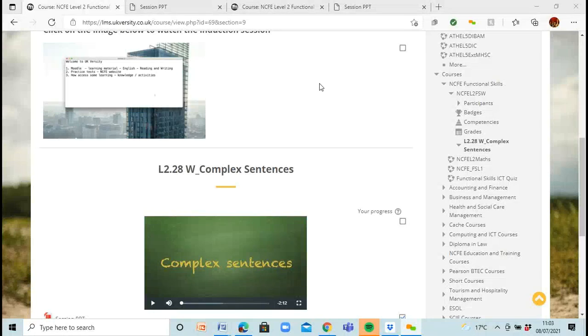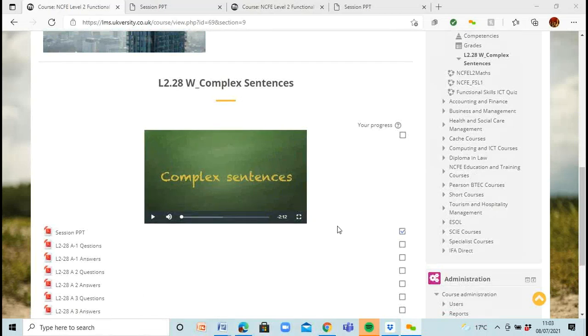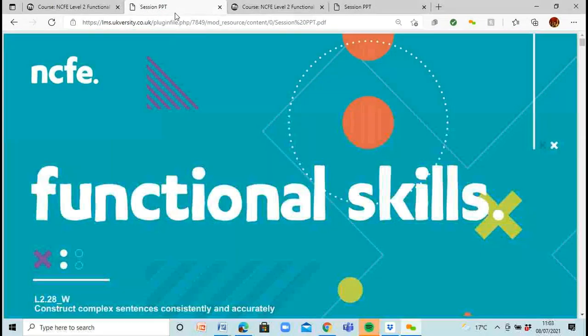So we're looking at complex sentences for our writing section here. There will be a video I'll show you, and again, if you don't get audio, I really apologize. They are annotated, they have got text on them, and if you can go in later and just listen to them with audio, that would be fantastic. So today's topic is construct complex sentences consistently and accurately.